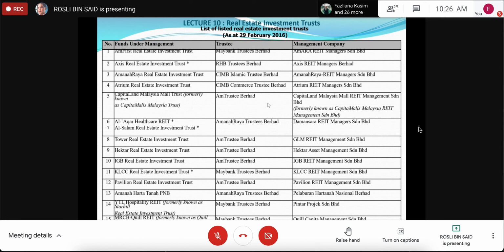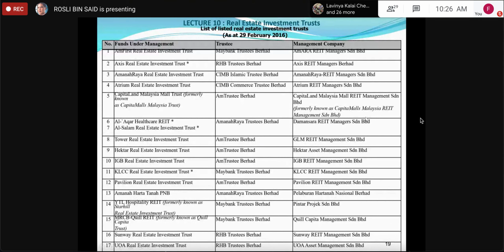So focus on value, not on one particular sector. But for those who are not from real estate, then it's okay. So we have Amanah Raya, then Atrium, Capital Land, Al-Aka, and then Tower, Hector, TGB, KLCC. That's why you can read through after this.